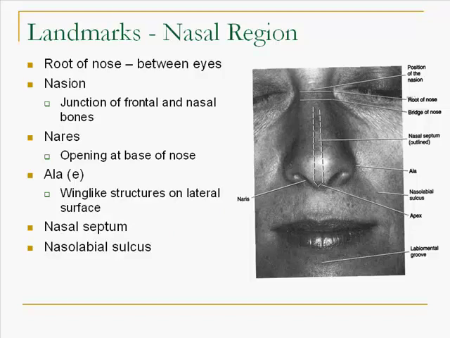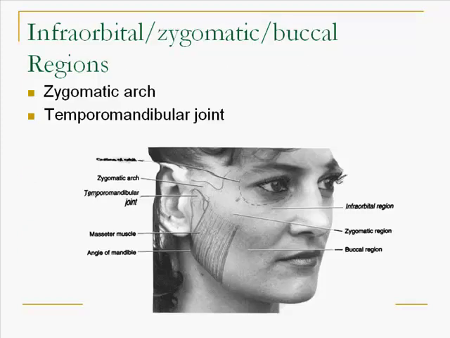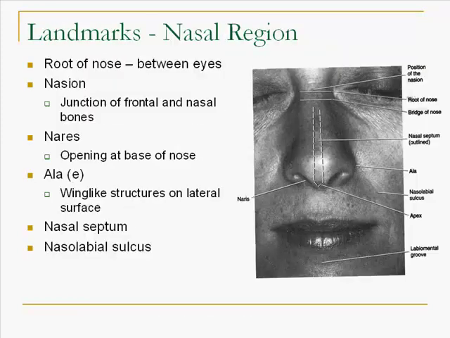Okay, the nasal region, nasal, nose. Again, I talked to you about the ala, which are the wings. You can flare your nostrils. Those are the ala. The nares are the opening of the nose. The nasal septum, you can see where it's outlined, right in the center. And then the nasolabial sulcus. Think about naso, which would be nose, labial is mouth. So it's the folds on either side of your mouth. Sometimes people get laugh lines there.